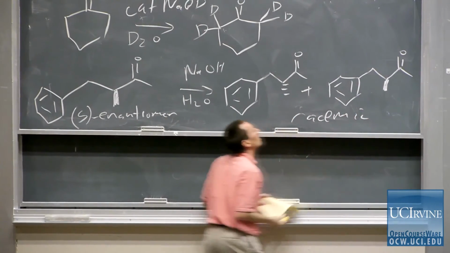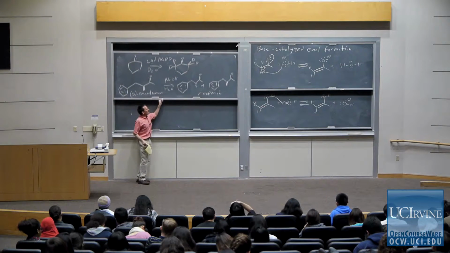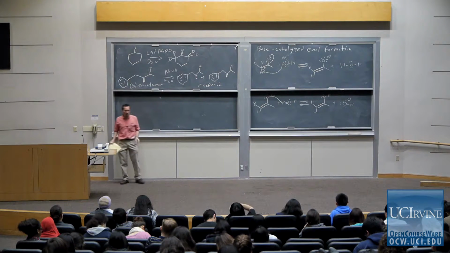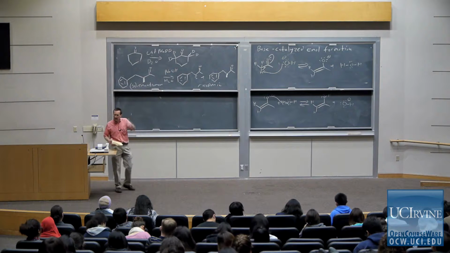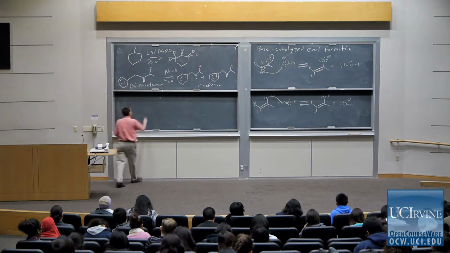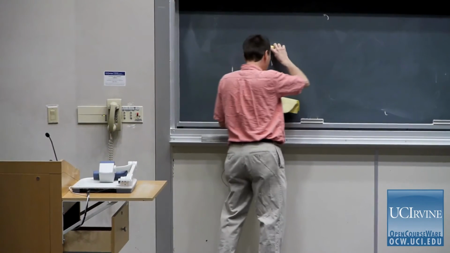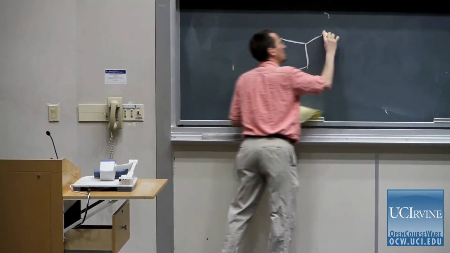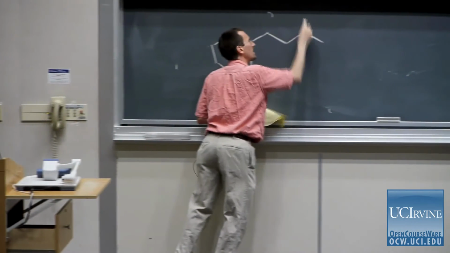What's happening here in this latter example? We're forming little bits of the enolate repeatedly. The enolate is flat. The enolate loses its chirality.